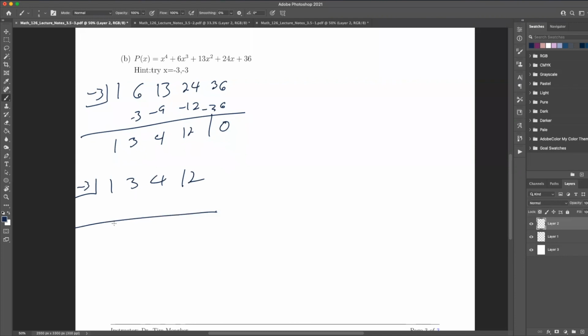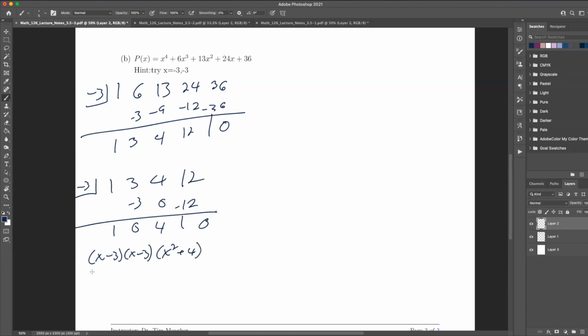Here I get 1, -3, 0, 0, 4, -12, 0. And so here, what do I have? I have x minus 3 times x minus 3. And then here I have x squared plus 4. Do we know what x squared plus 4 factors into?